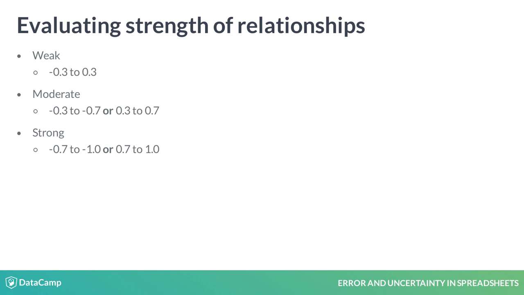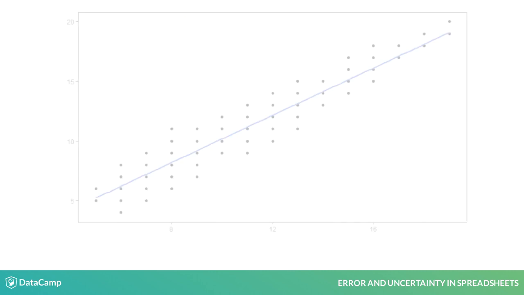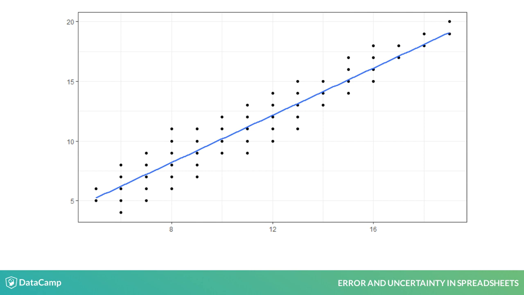Strong correlations have coefficients less than -0.7 or greater than 0.7. These coefficients suggest a meaningful relationship. As we'll see shortly, we must use judgment when interpreting correlation coefficients. Let's see what these correlations look like in practice.